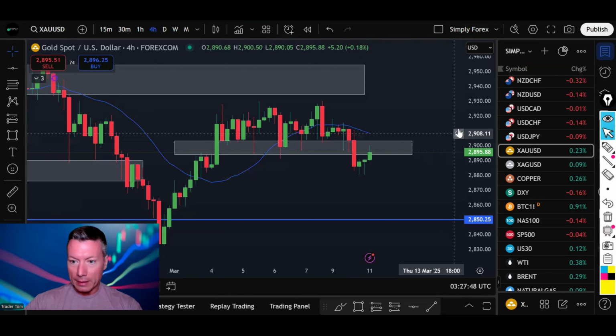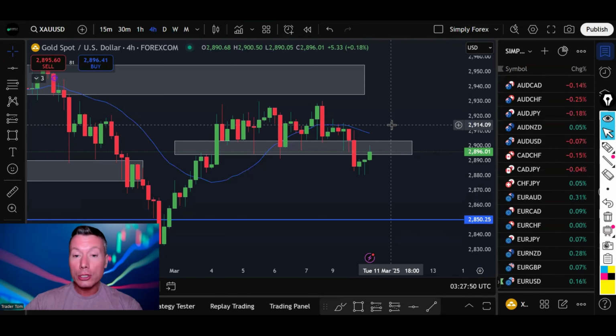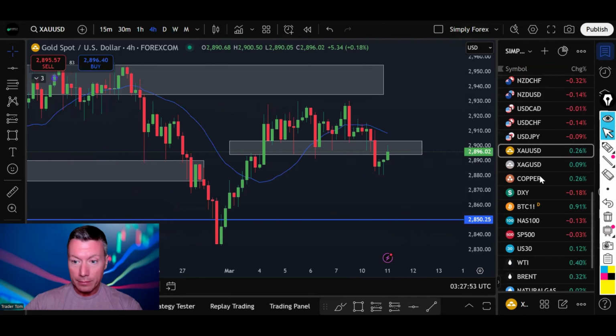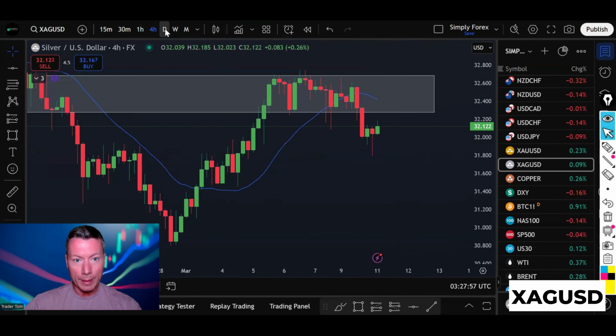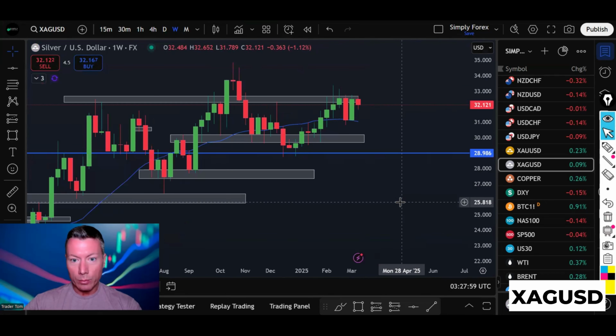Other US dollar pairs I like is Aussie dollar. Actually, before we go anywhere else, I like silver. Ha. I have to do my pirate impression when we talk about silver. And again, let's start with the weekly chart.